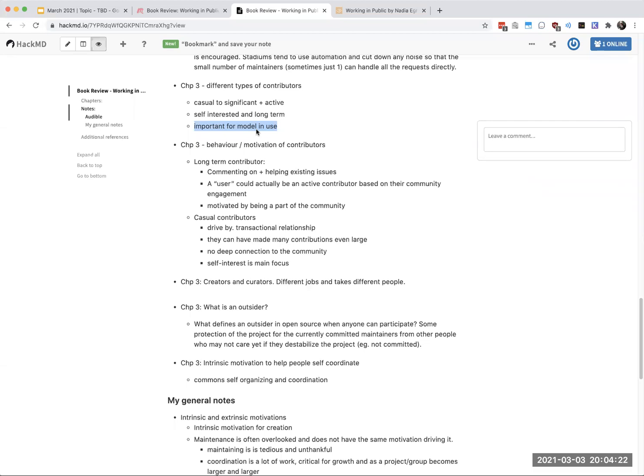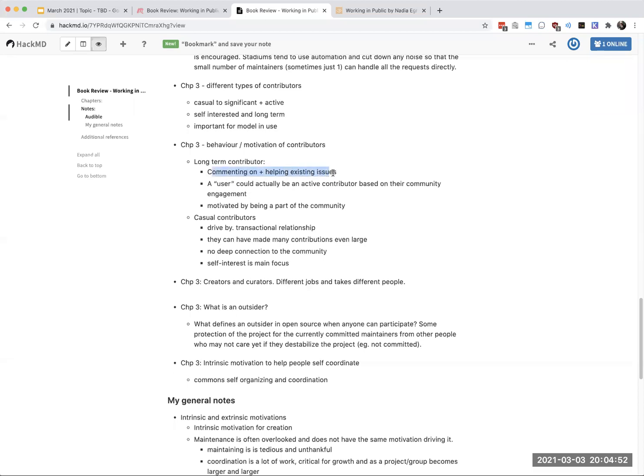In a stadium model, it can help with flagging: here are the type of contributions that I care about, and from these people, I'm going to be able to pull them in versus everyone else I need to have on a lower priority. So long-term contributors, one of the things that it was talking about was behavior and the motivation behind all of this.